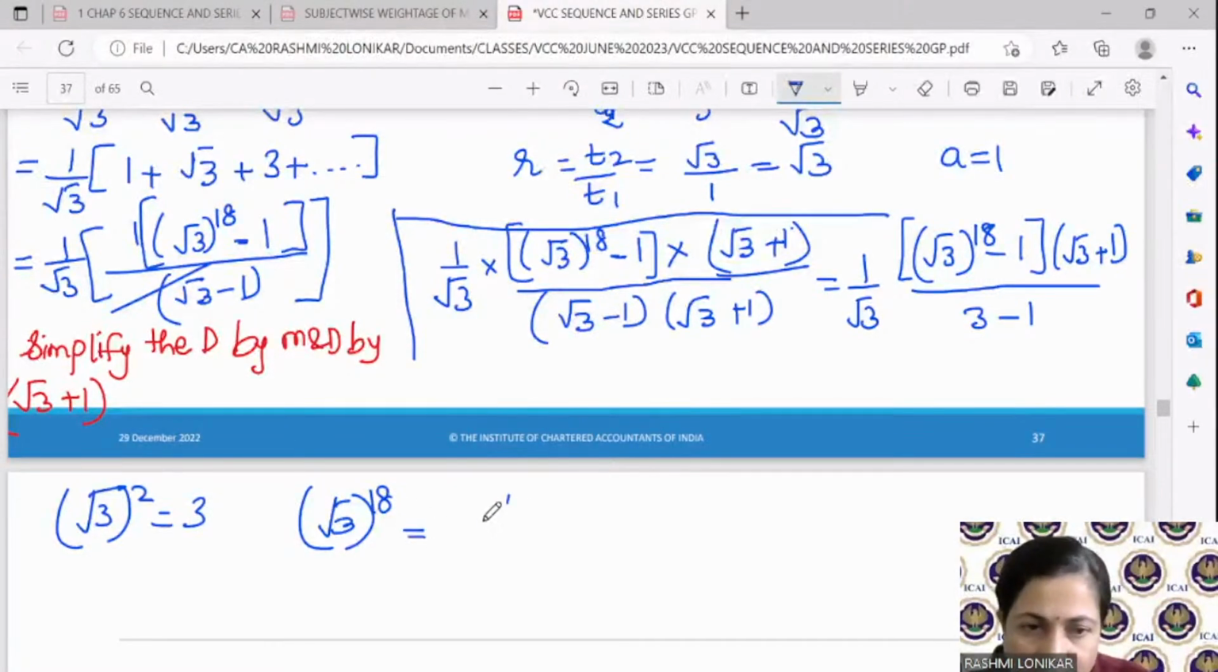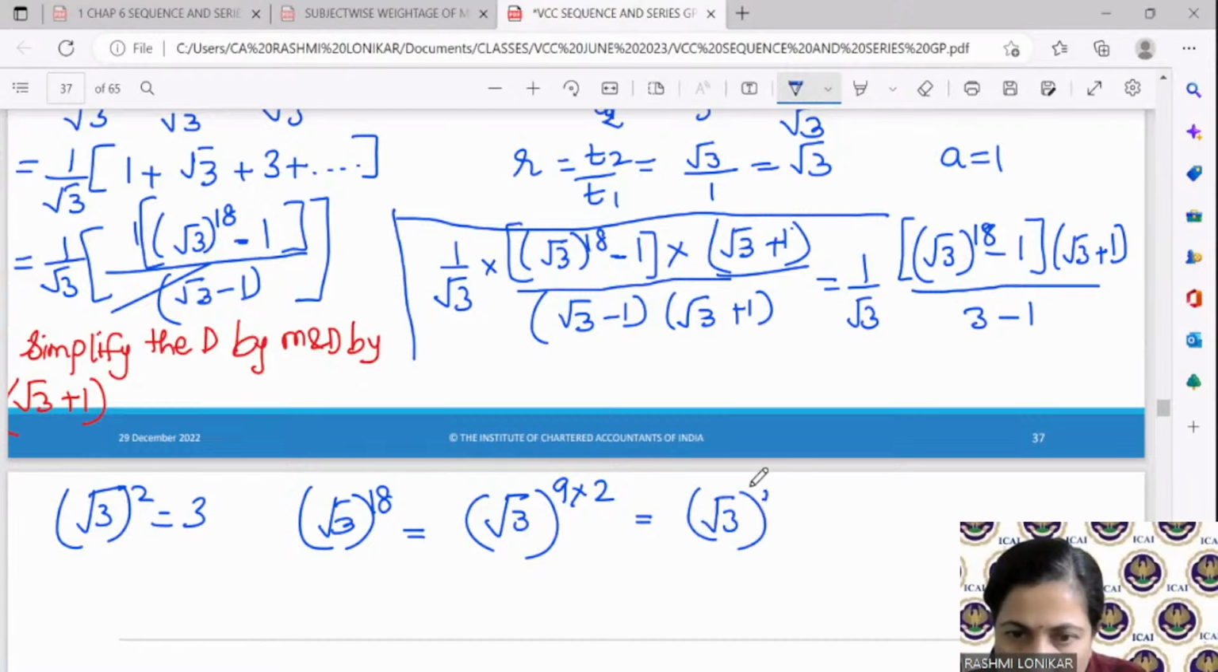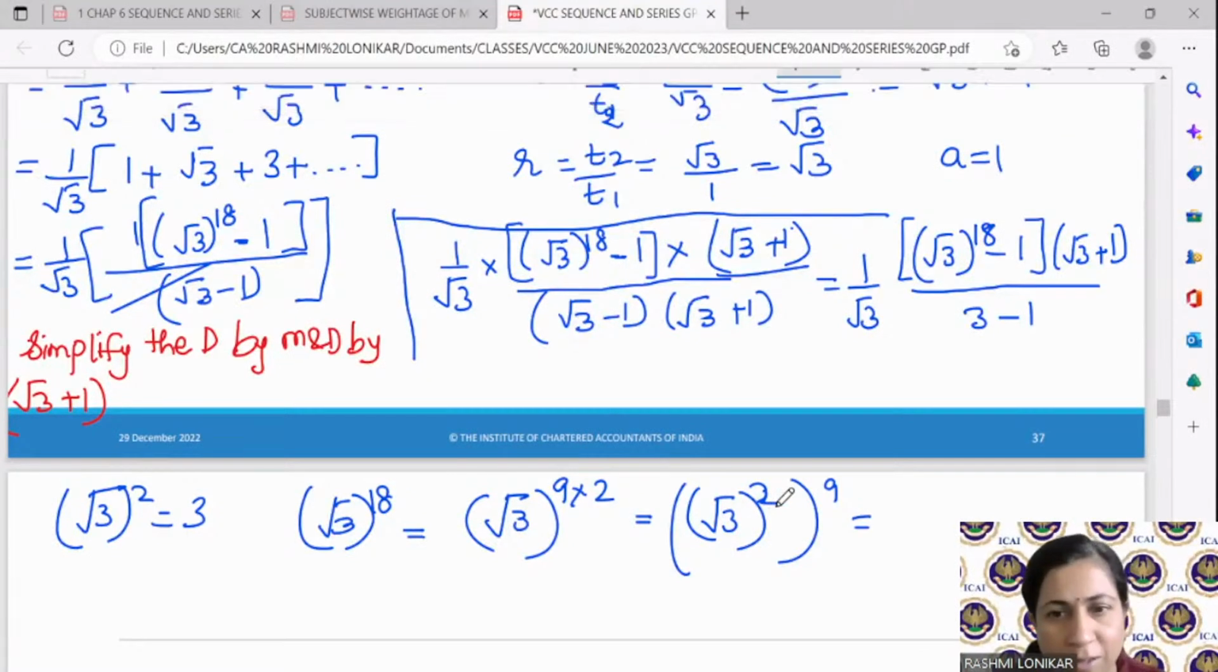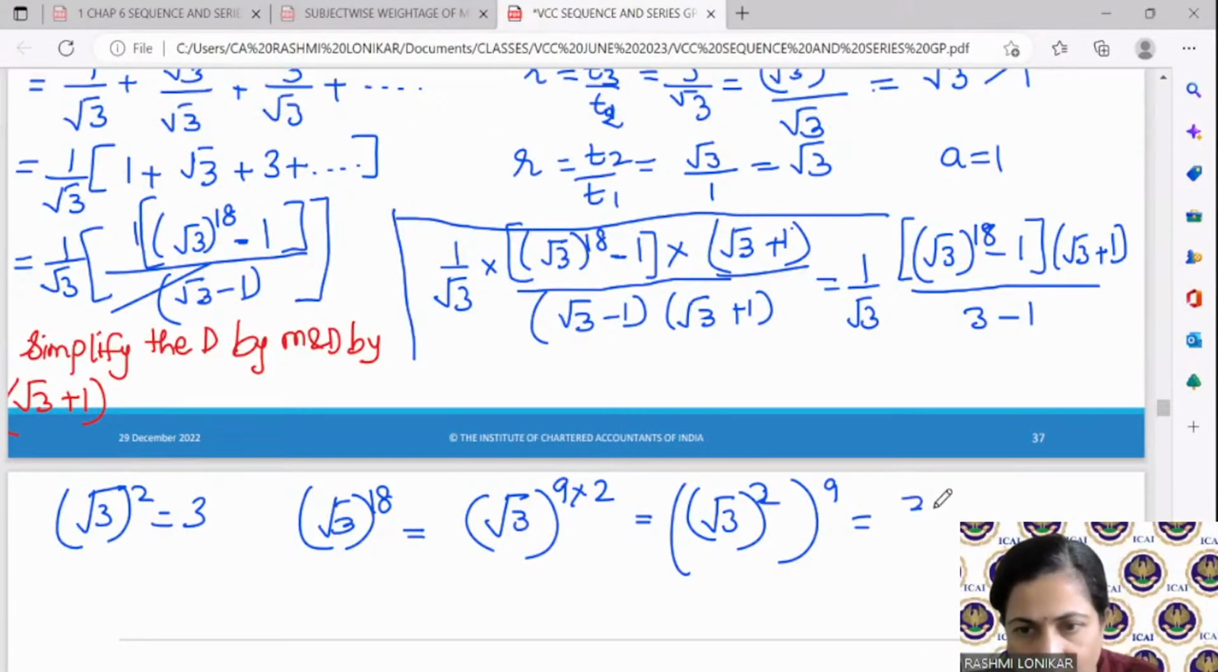Root 3 raised to 18 can be written with 18 as 9 into 2, which can be written as root 3 raised to 2, raised to 9. Root 3 square is how much? Root 3 square is 3. So this is 3 raised to 9.